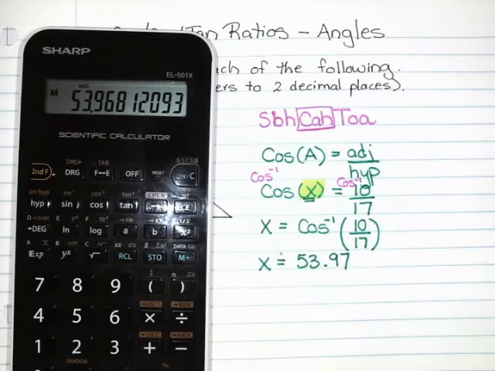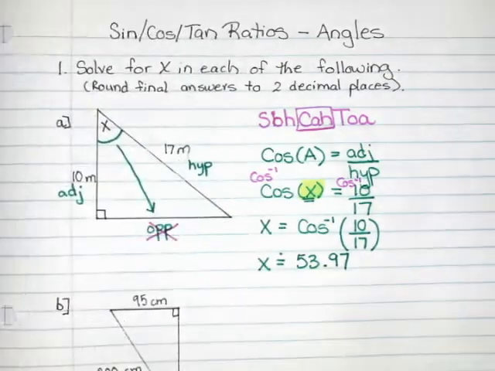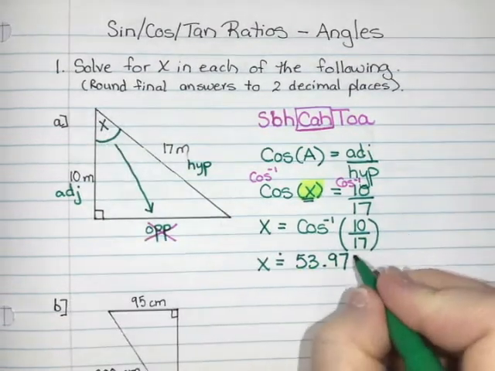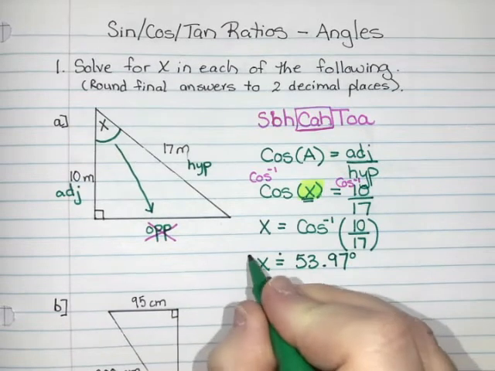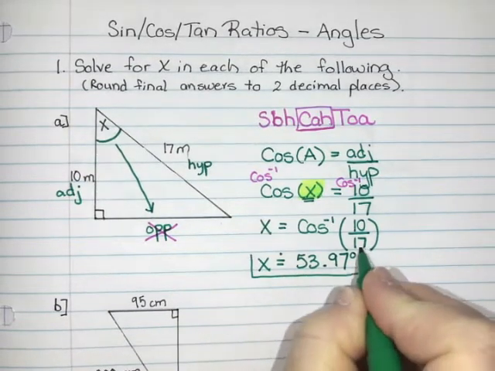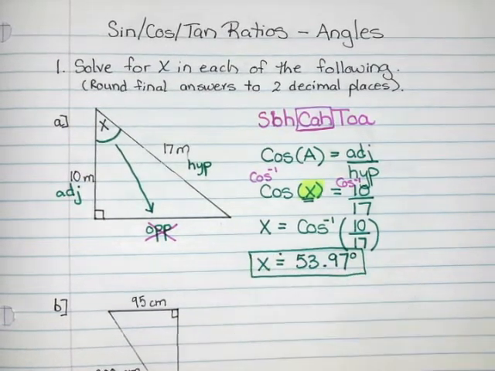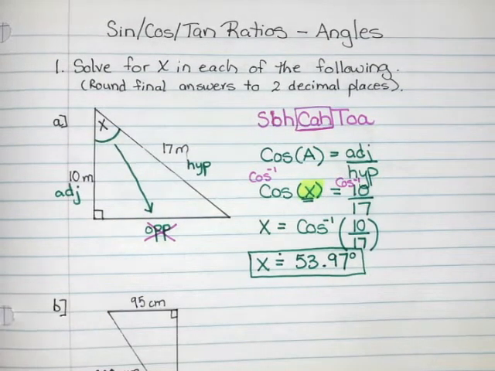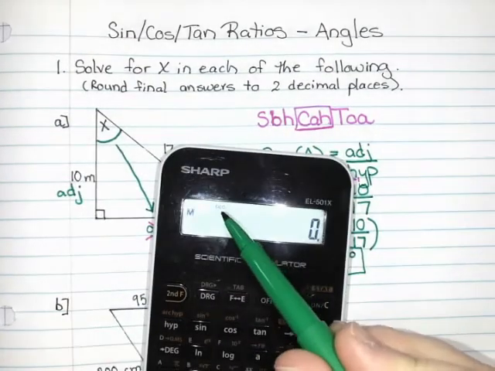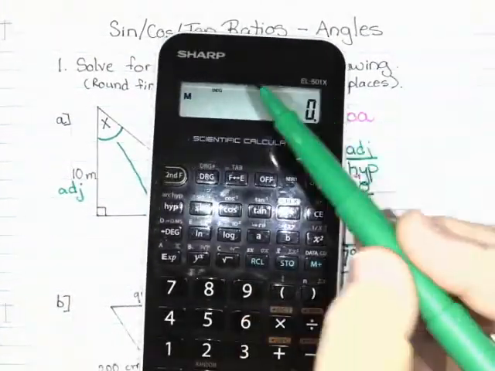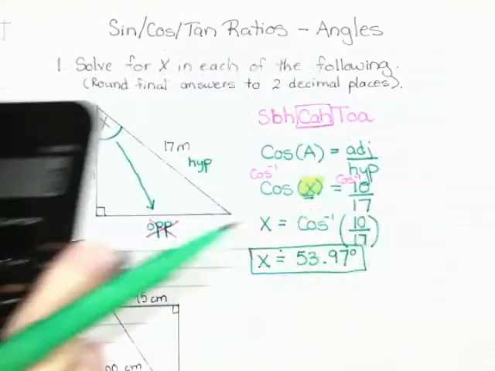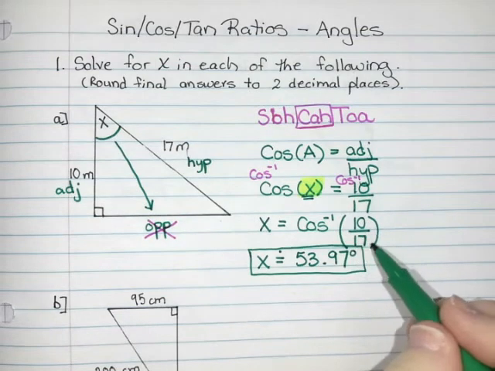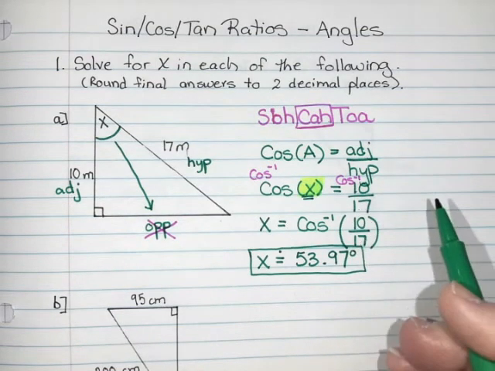So it's approximately 53.97. It's not meters because it's not a side length, it's an angle, so it should be in degrees. So our angle here is 53.97 degrees. Now, if you tried that and you didn't get that answer, please check that you are in degrees on your calculator. So it should say DEG, oops, can't see that, or just a D on your screen. Or try it again, make sure you do 10 divided by 17 equals, and then your inverse cosine.